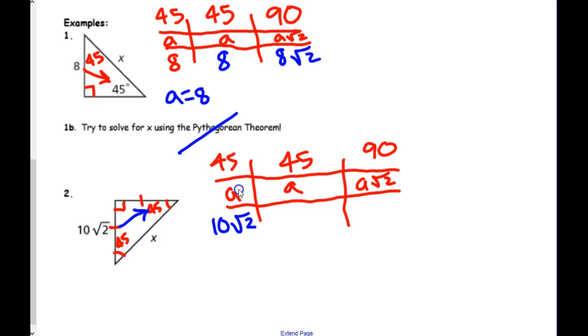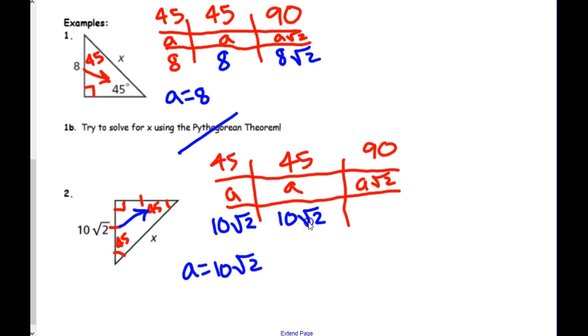So, here's what we're going to do. What did I do last time with A and 8 right here? I set them equal. So guess what I'm going to do here? A and 10 square root of 2, I'm going to set them equal. A equals 10 square root of 2. Cool? Is A by itself? It is. So guess what I'm going to put right here? 10 square root of 2. Okay? So it makes sense that these should match.